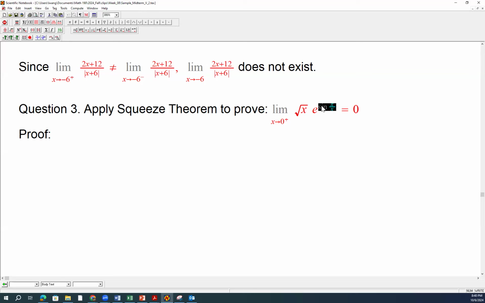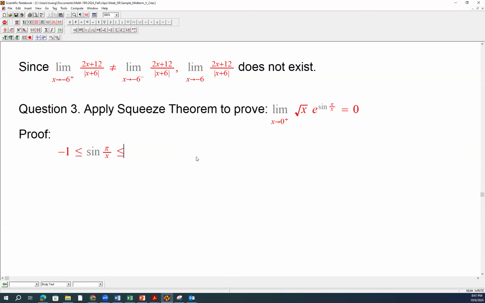Once again, we can start from sine pi over x, and we should be aware of the domain, x approaching 0 from larger than 0. Because the domain of root x is x greater than or equal to 0, and in sine pi over x, x cannot be 0. So that's why x is approaching 0 from larger than 0, to guarantee the functions involved are meaningful.